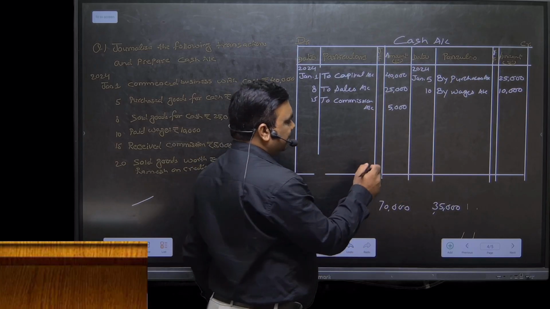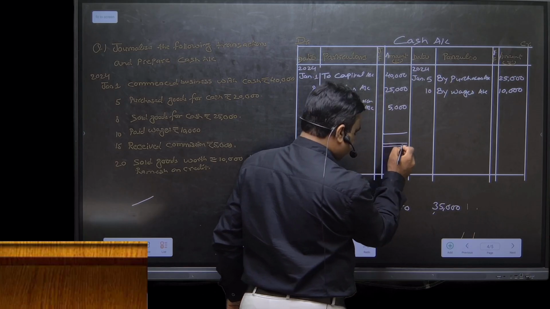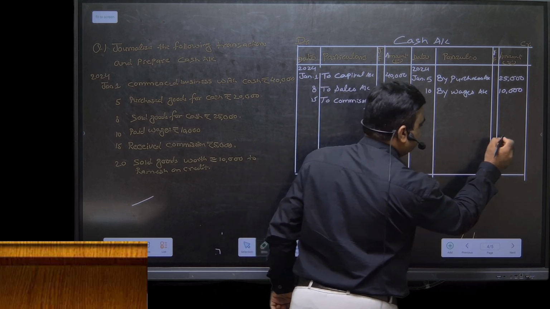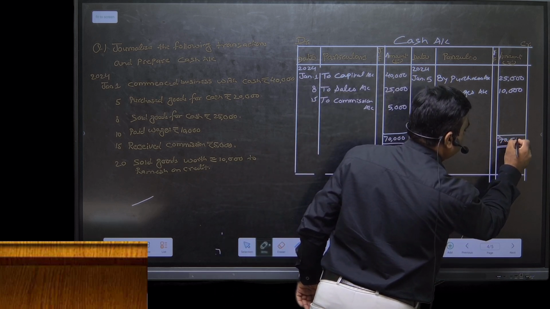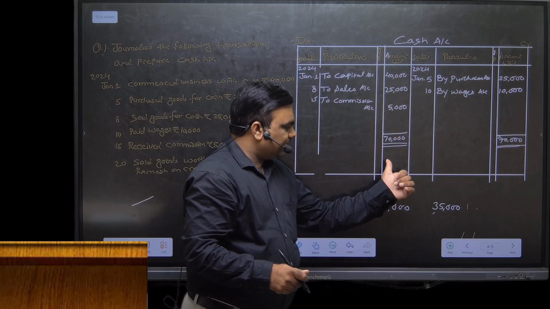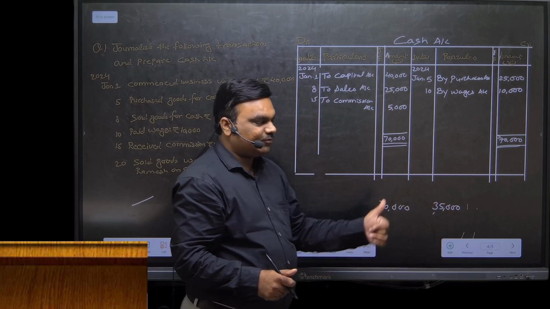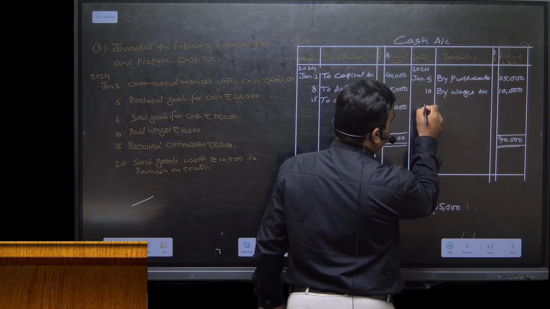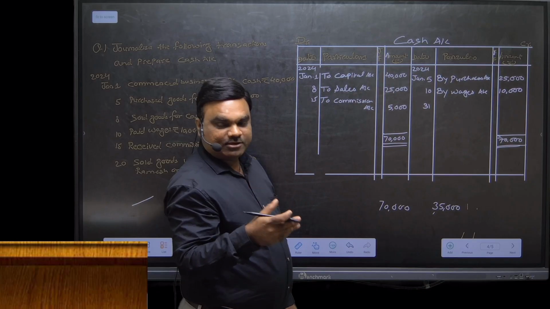So we have to write here 70,000 on both the sides, and in both the sides the amount should be in front of each other. 70,000. Now 70,000 is the debit total and credit total is 35,000. So 70,000 minus 35,000, the balance amount comes to 35,000. And here we have to write down the last date of the month. This is January month and the last date is 31st Jan.